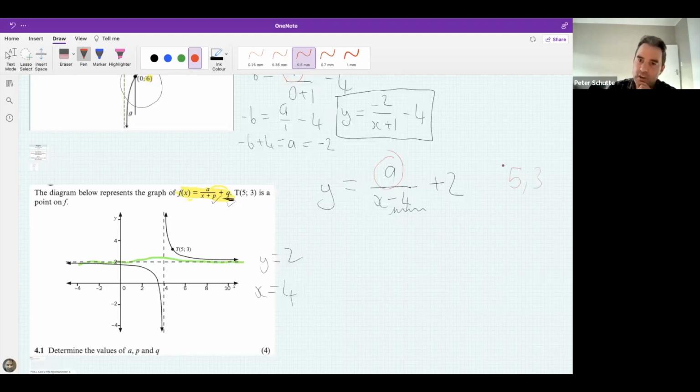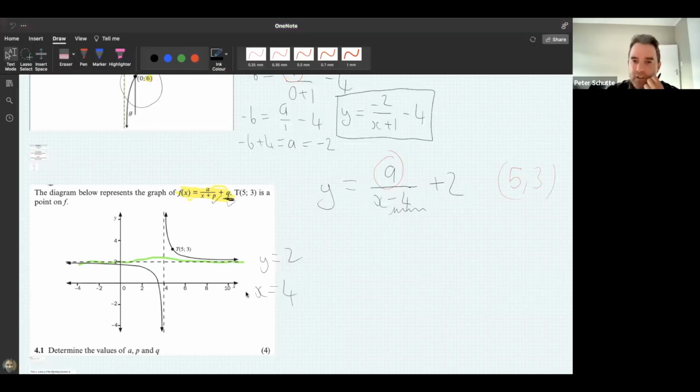I think you're going to use (5, 3). But it's to determine the values of A, P, and Q. Cool. So Annie, I'm going to show you. Is that helping a little bit?